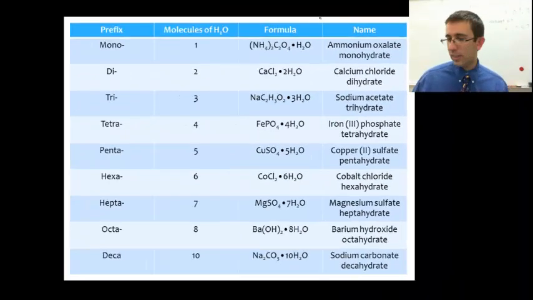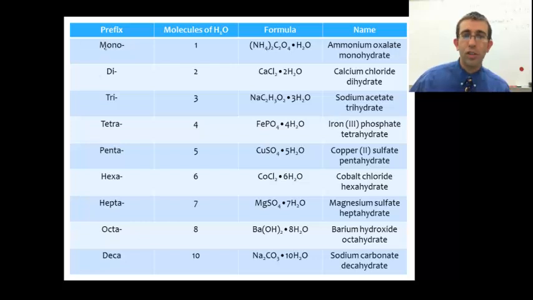So the prefixes that you need to know are on this sheet here. They shouldn't be much different, because you should have seen these before when we were naming compounds. So mono means there's one water molecule inside of every part of this compound you have. You have ammonium oxalate here as the name of this. So for every one ammonium oxalate, you have one H2O. Di is the prefix for 2 water molecules, so this is calcium chloride dihydrate. For every calcium chloride, you get 2 waters.